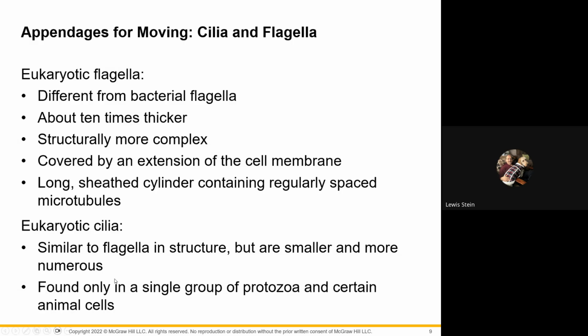Eukaryotic cilia. Bacteria don't even have cilia. If you see the name cilia and bacteria, it's immediately a wrong answer because they don't exist. The term is not part of it. Papillae and fimbriae are smaller proportionately. Eukaryotic cilia are similar to flagella, but smaller and more numerous, found only in a single group of protozoan and certain animal cells. They use these to move around. And that is how, in the lab, we classify them. Those things in the pond water, that's their means of motion, the ones that move.